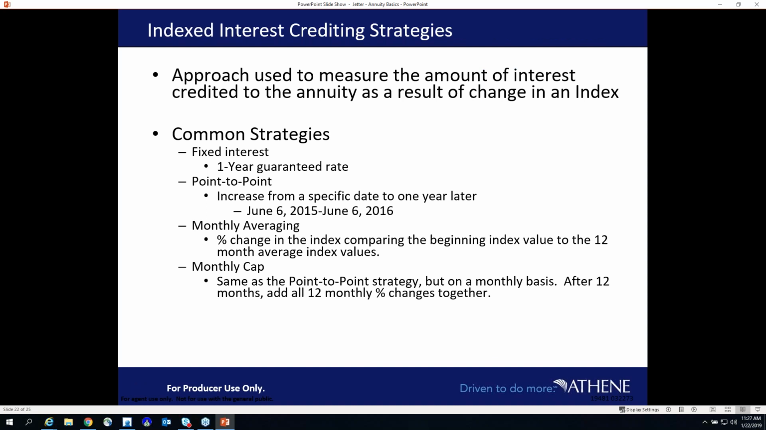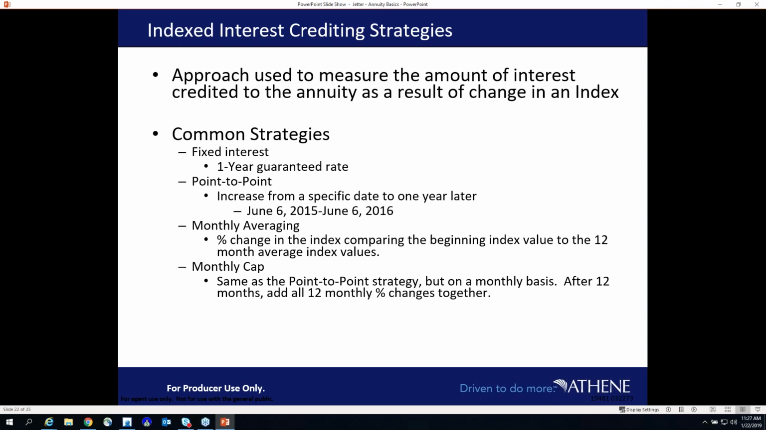Approach used to measure the amount of interest credited to an annuity as a result of change in the index. So we do have a couple of different ways that we use to interest credit. Common strategies are just going to be a straight fixed rate. We do have those available in our fixed index annuities as well as our fixed indexed options, but we do always offer a straight fixed rate as well.